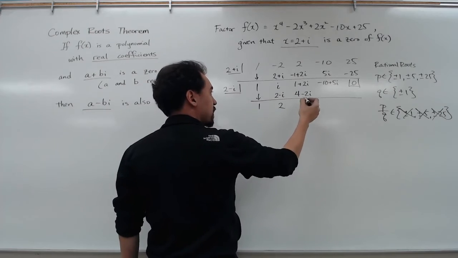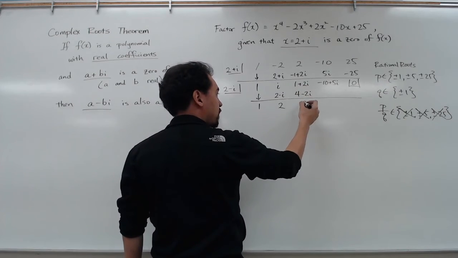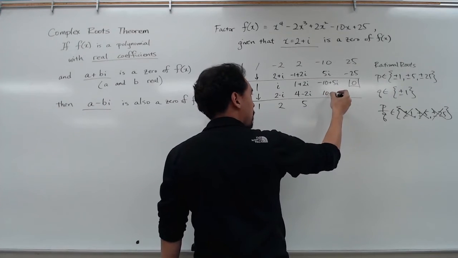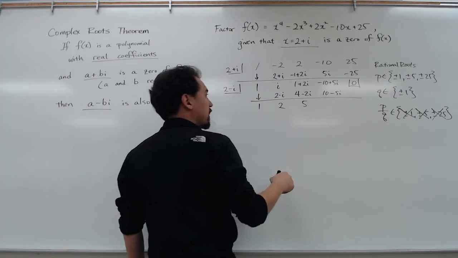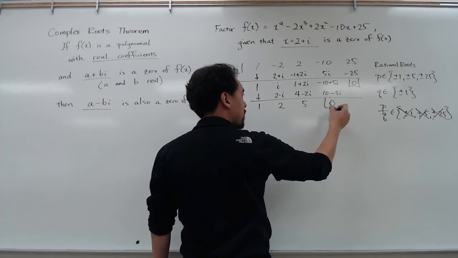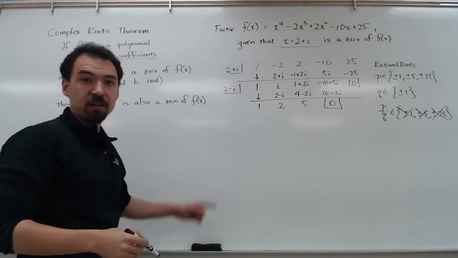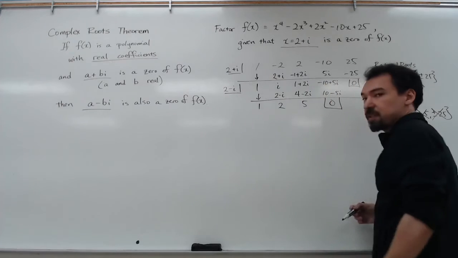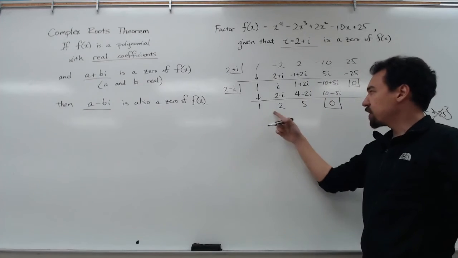These add up to make 0. 1 plus 4 is 5. 5 times 2 minus i is 10 minus 5i. And this adds up to 0, as it should, because the complex roots theorem told us that this would be a 0. Now we're down to a quadratic.